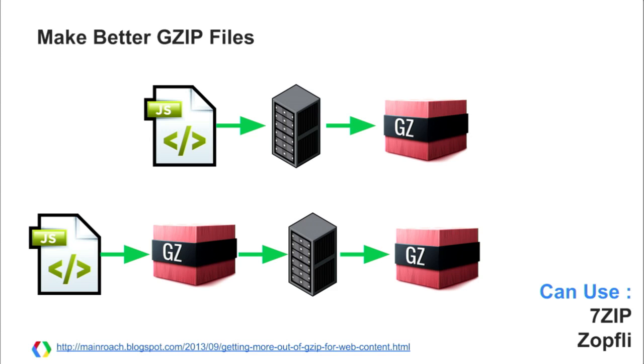So the cool thing is we can use either 7-zip or Zopfli as part of your build process to actually generate smaller text files and have them sent along on behalf of the user. And again, these are gzips, so they're going to be accepted by the middle boxes as well as the browsers.